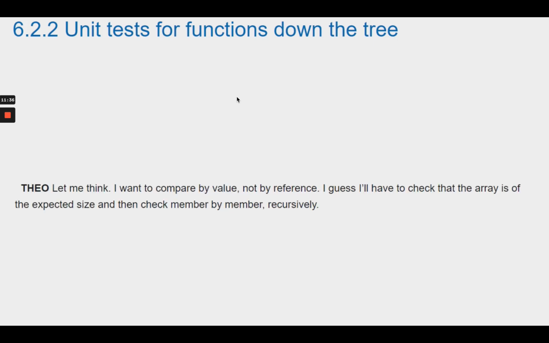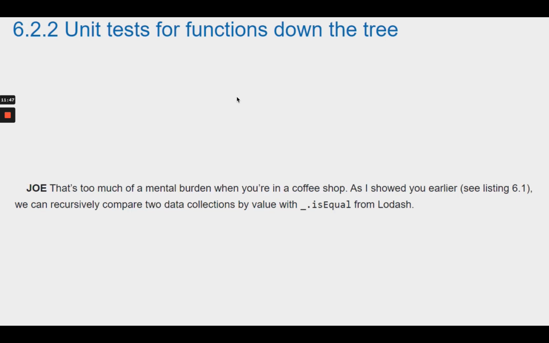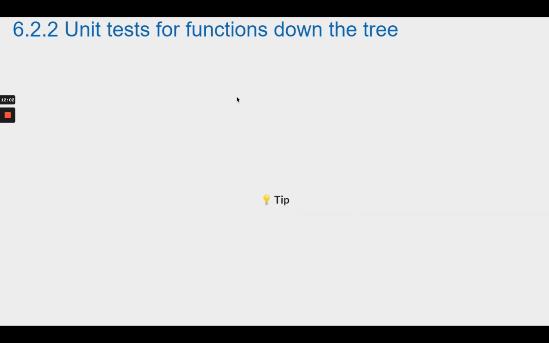Theo: Let me think. I want to compare by value, not by reference. I guess I'll have to check that the array is of the expected size and then check member by member recursively. Joe: That's too much of a mental burden when you're in a coffee shop. As I showed you earlier, see listing 6.1, we can recursively compare two data collections by value with _.isEqual from Lodash. Tip: we can compare the output and the expected output of our functions with _.isEqual.